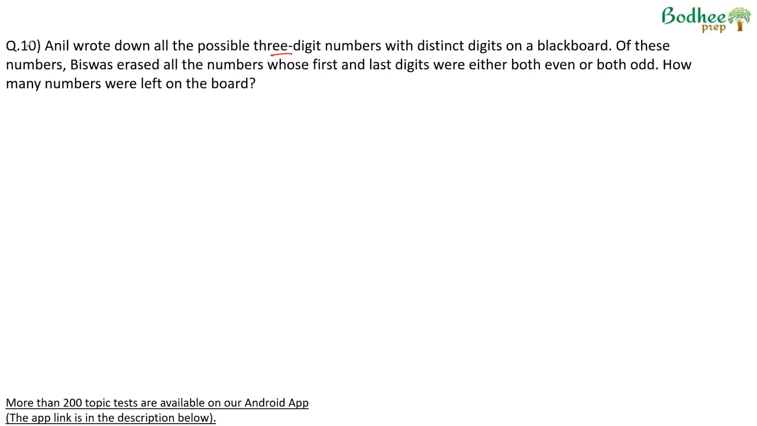The number of numbers that Anil wrote: all possible three-digit numbers with distinct digits. The first digit has 9 options. One digit is used. The second digit has 9 options, of the ones remaining, since the used one cannot be used, and the last digit has 8 options. In this case, we will get all the three-digit numbers with distinct digits. 9 nines are 81, into 8, 648.